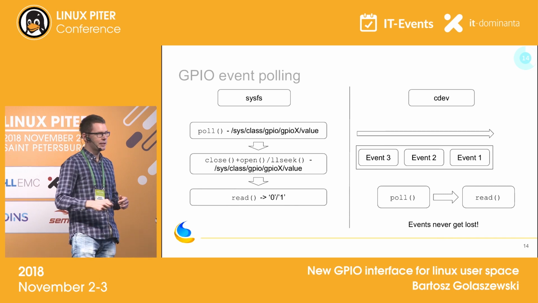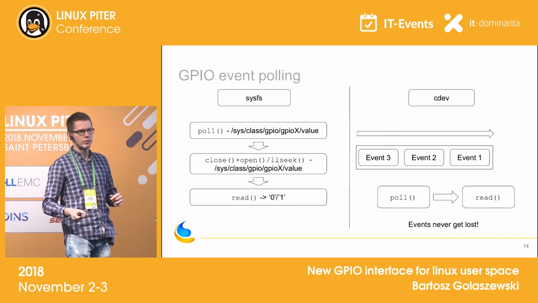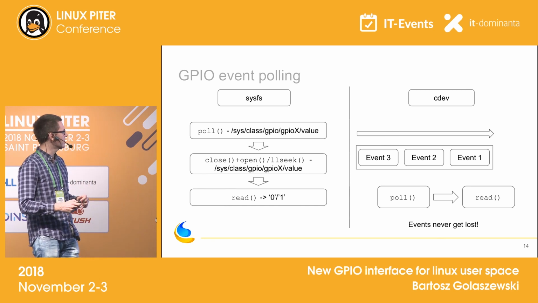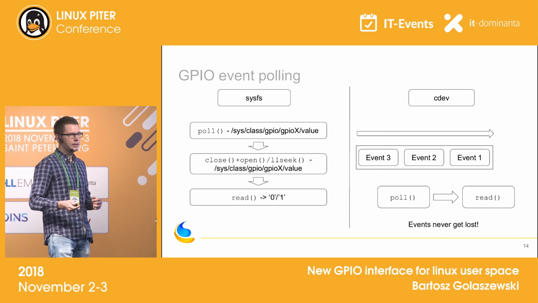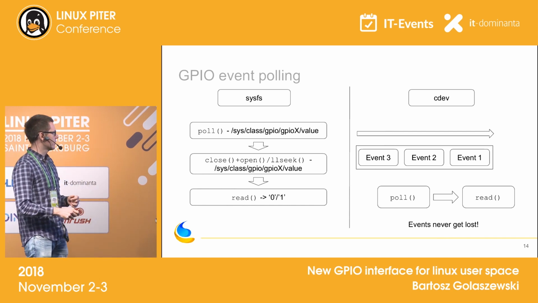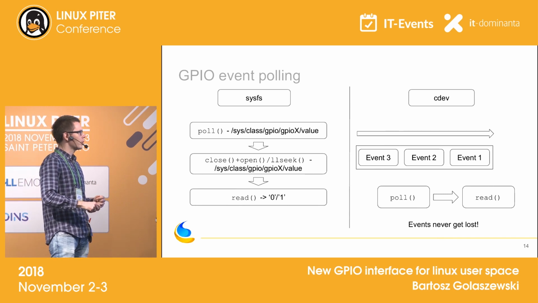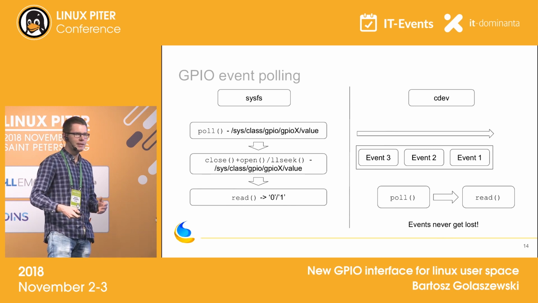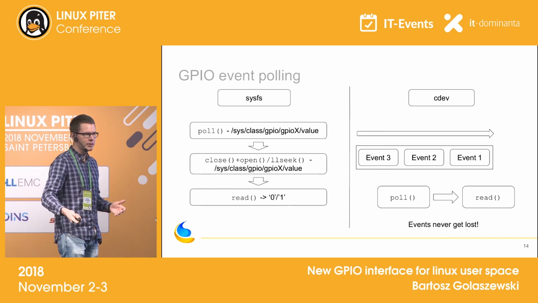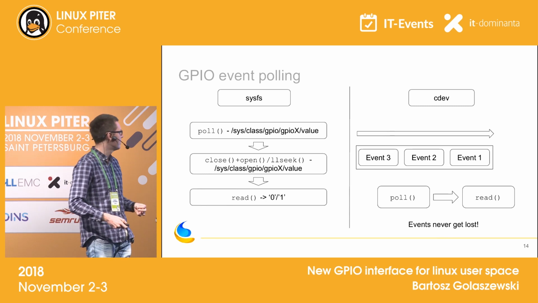So in sysfs, just to give you an idea how badly designed this subsystem is, if you want to be notified about interrupts from Userspace in sysfs, you'd have to poll the value file, the file descriptor associated with this file. And when the poll returns a positive value, so you're being told that there is an event on this file, you actually either have to close and reopen it and then reread it, or else seek to the beginning and then reread it. But these events are not buffered, so you're being told there was an event, but if you don't manage to read it fast enough, you're going to miss it.